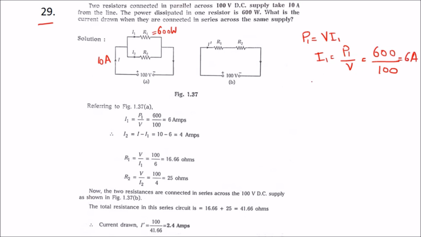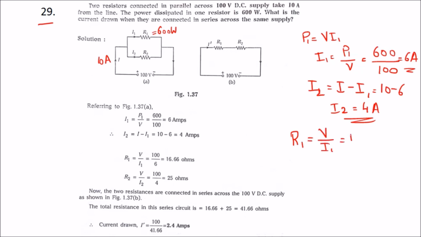Once we get I1, we can get I2 by substituting in this formula, that is 10 minus 6. So I2 is 4 amps. Once we get I1 and I2, we can find R1, that is V by I1, which is 16.66 ohms, and R2 is 25 ohms. So we have got everything from the figure.